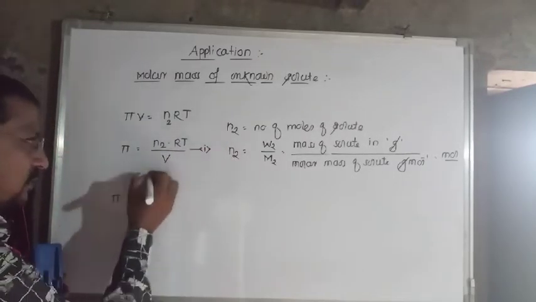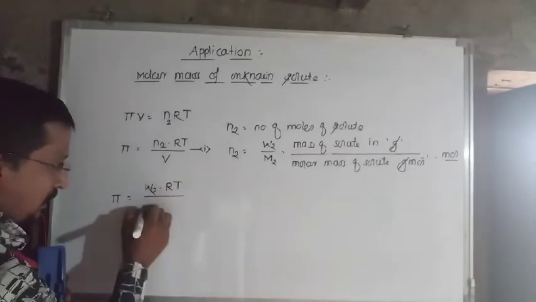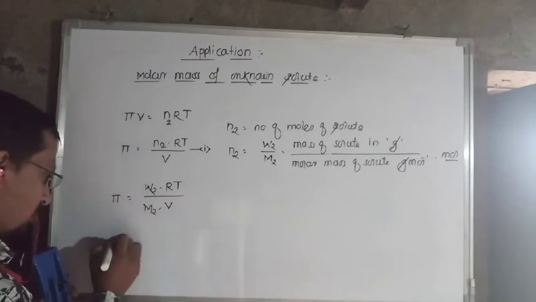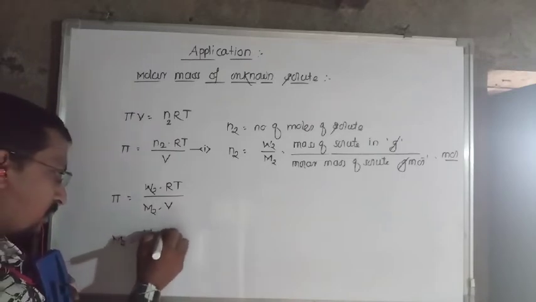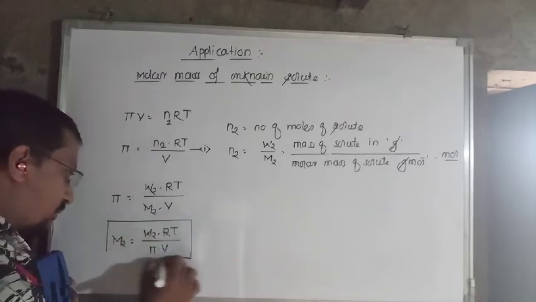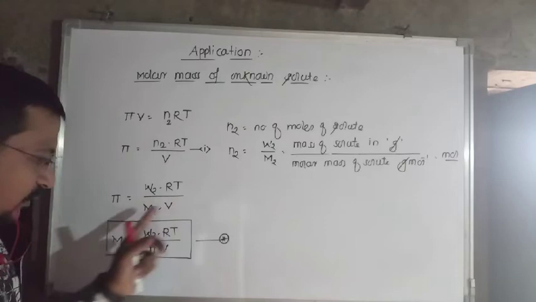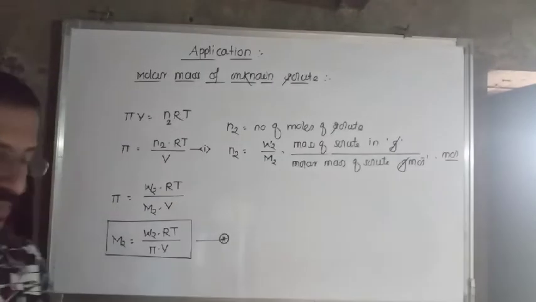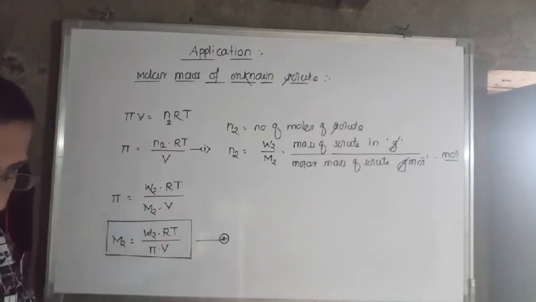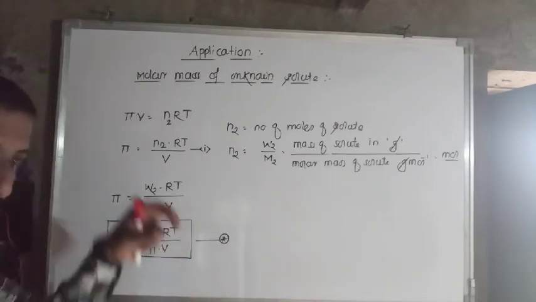Then π is equal to, instead of n2, W2 by M2: π = W2RT divided by M2 into V. On rearranging, M2 = W2RT divided by π into V. If you look at this final equation, call it the star equation, and you know all the terms on the right-hand side, W2 is the weight of solute, R is the solution constant, its value is fixed: 0.08205 liter atmosphere per Kelvin per mole or 8.314 joule per Kelvin per mole. T is the temperature of that experiment.